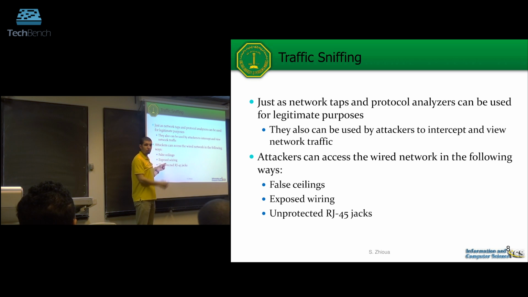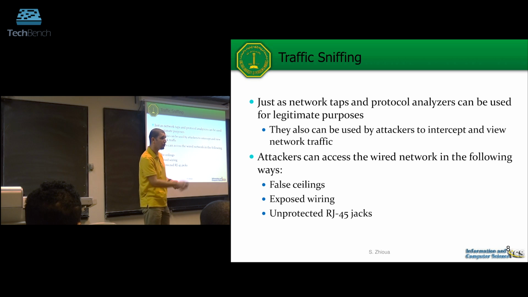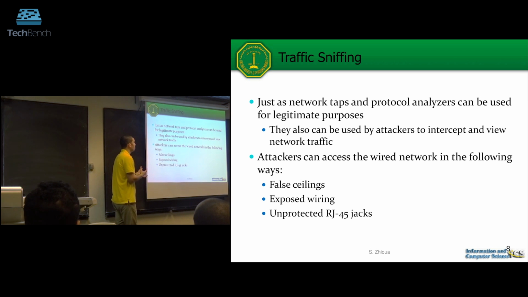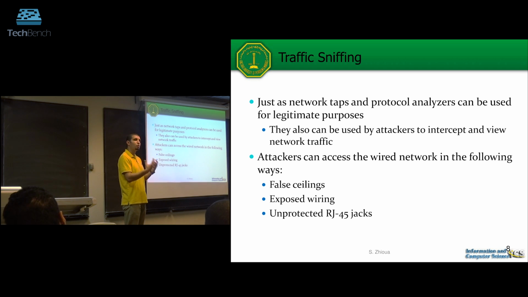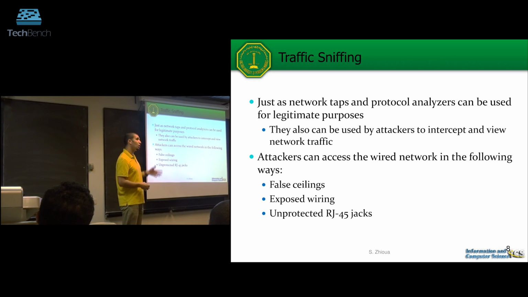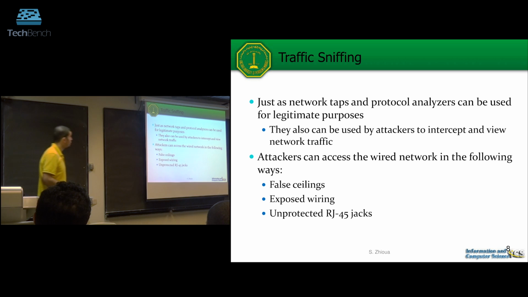So exposed wiring, sometimes in the labs we see wires exposed. Same thing, you can plug in the device there. And protected RJ45 jacks. So sometimes in the walls you have outlets for RJ45. RJ45 is the Ethernet connector. Okay. So all these are related basically to physical security. So if you need to protect your network from an unwanted observation, you need to protect these. False ceilings, exposed wires, etc.